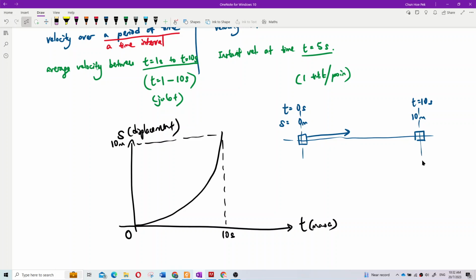Ini ialah sesaran. So at 0 second, it starts from origin, and then at 10 second, it reaches 10 meter to the right-hand side of origin. Okay. But the thing is, graph dia curve ke atas kan? Betul tak kelas? Graph dia curve ke atas kan? Do you understand the graph that curves upward?